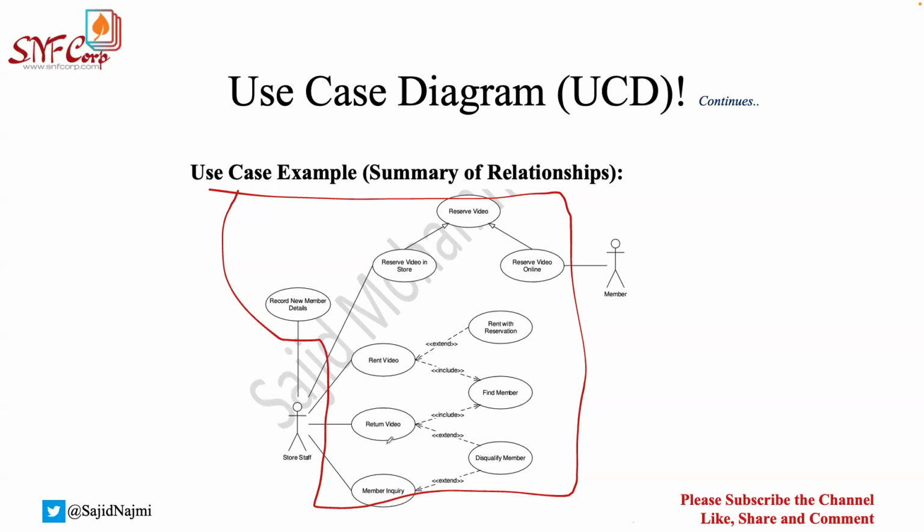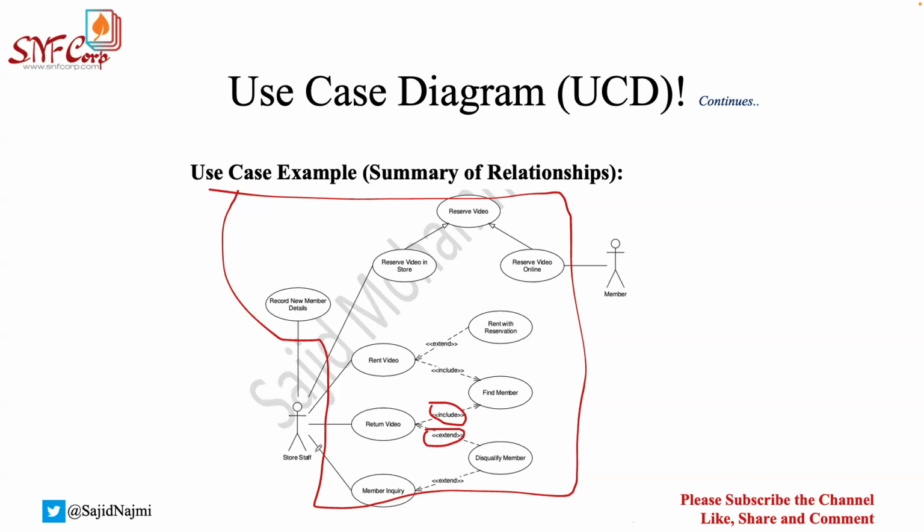This is optional. The same thing, while returning a video, he has to find the member no matter what, because this is the included relationship. You see the included relationship. He has to find the member no matter what. And then this is the extended relationship. That means once the member is found while returning a video, he or she can decide to disqualify the member. And the reason, we have seen that before.